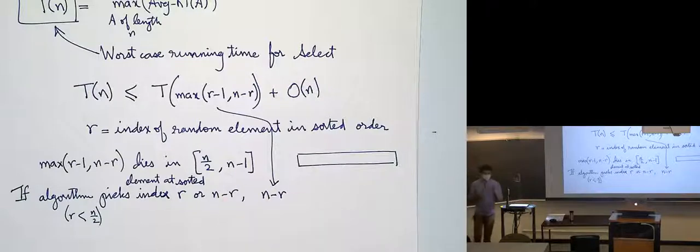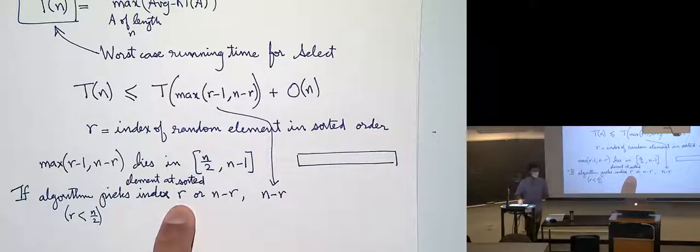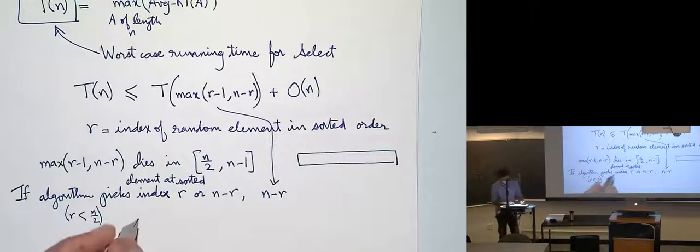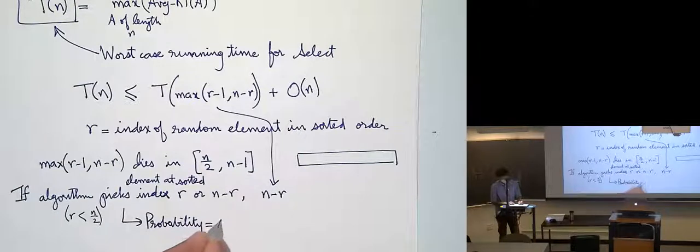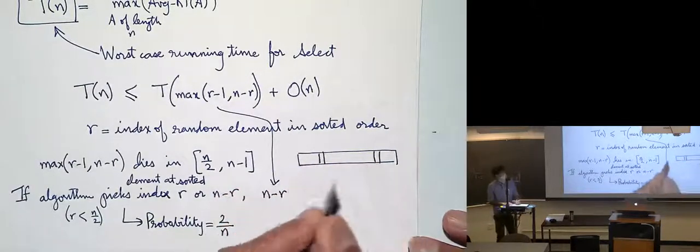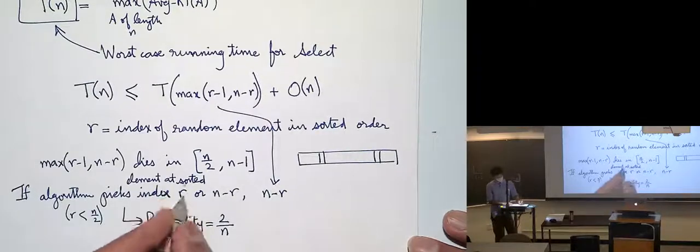1 over n for each of them, so 2 over n. The probability of picking that index is 1 over n. The probability of picking the other one is 1 over n. So the probability is equal to 2 over n, because there are exactly two choices, this choice and this choice.